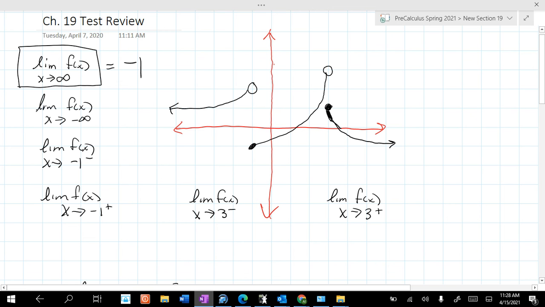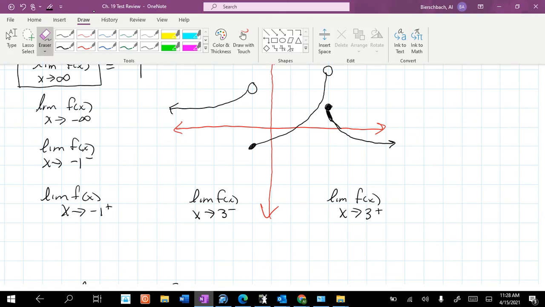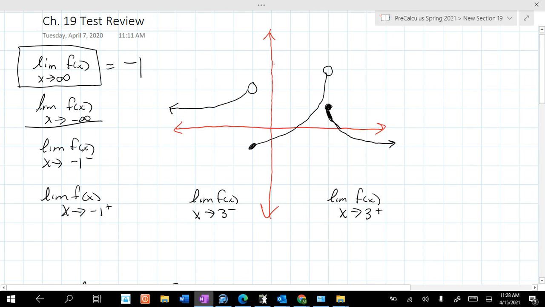Okay, so what's the limit as x approaches negative infinity? The y value is 1 for that. Has a y value of 1.